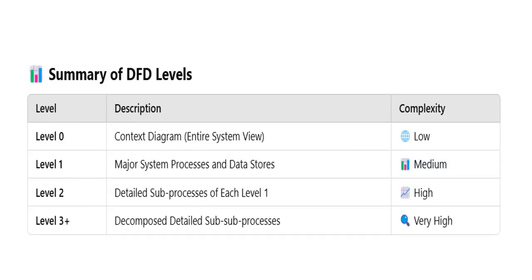Now we can summarize these DFD levels. Level 0, which we know as the context diagram, provides the entire system view, and complexity will be low here. Then level 1 is used for major system processes and data stores. Complexity level will be medium here. In level 2, we include the detailed sub-processes of each level 1 DFD, so of course the complexity will be a little bit high. Level 3 and beyond will decompose the detailed sub-processes for the entire system, so of course the complexity will be very high here.